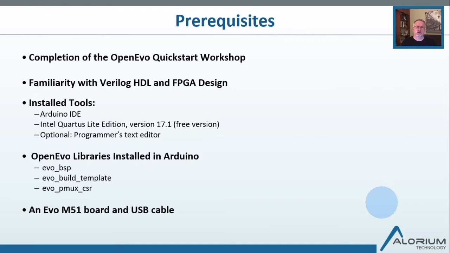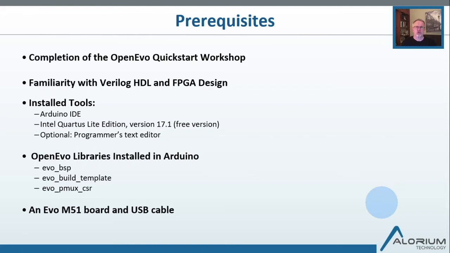The tools we're going to need installed are the Arduino IDE and the Intel Quartus Lite edition. This is Intel's free as in beer version of Quartus. And actually, you should already have these installed if you've gone through the Quick Start. We're going to need the OpenEvo libraries installed, the EvoBSP, and the EvoBuild template. And again, if you've gone through the Quick Start, those should already be installed.